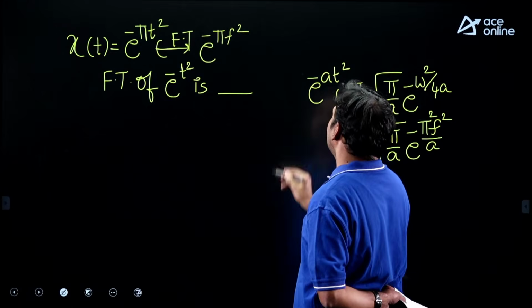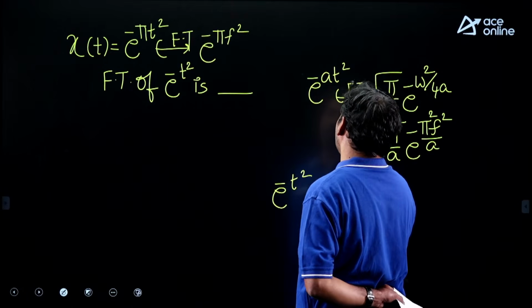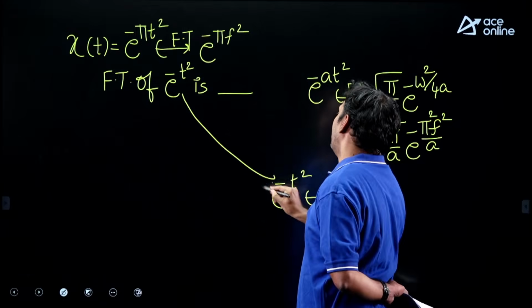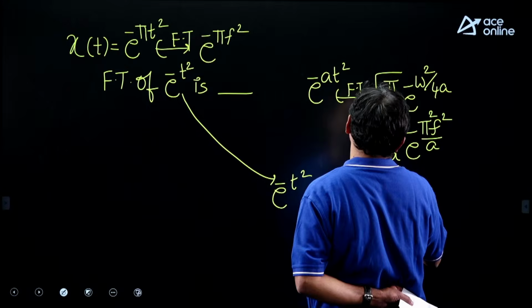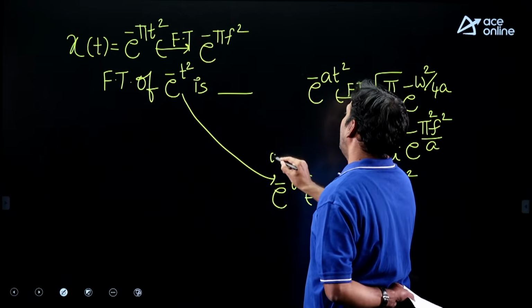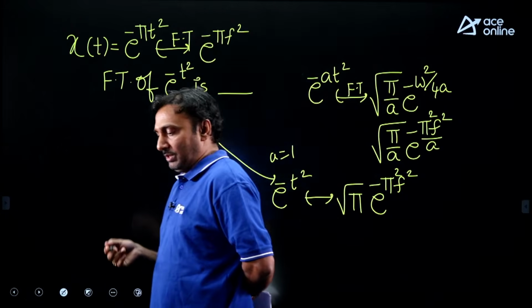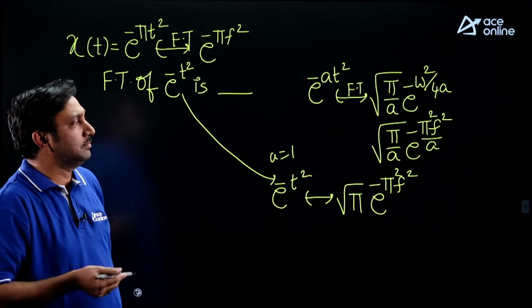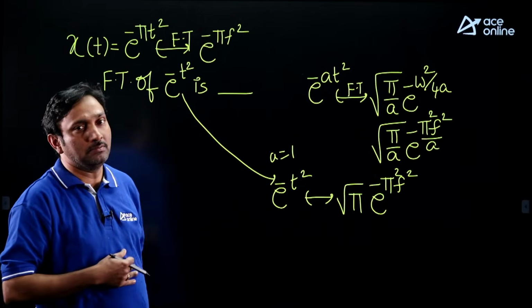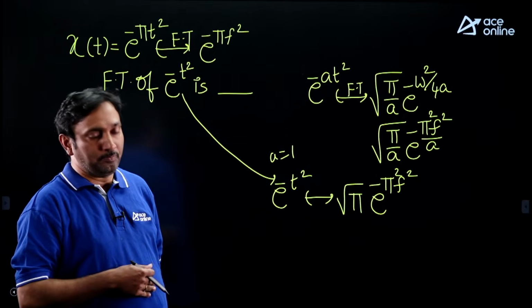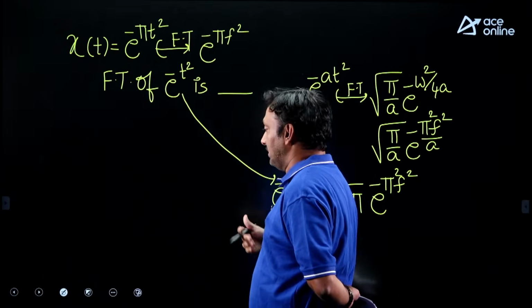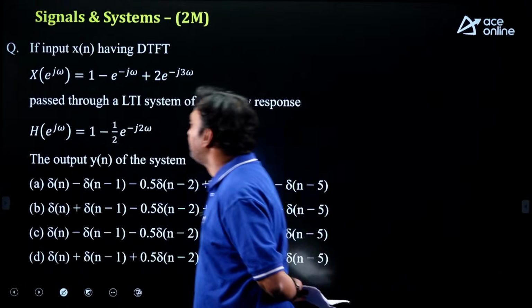What is the a number? 1. So substitute there. According to the signal given, a value 1: root pi into e power minus pi square f square. Simply a equals 1 in the standard formula. You may apply the property also, but those who are thorough with that relation can easily say the answer. Standard relation. Correct or not?